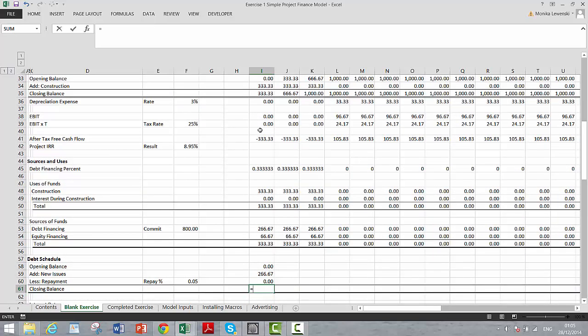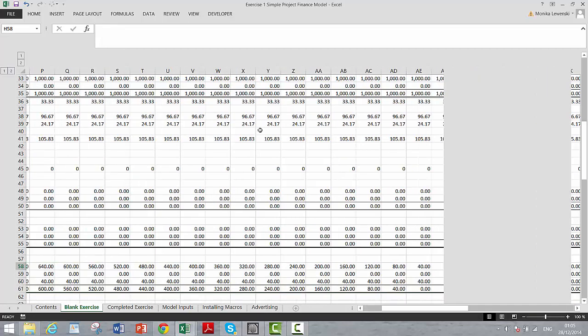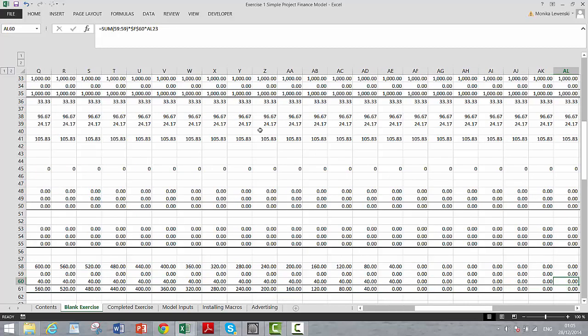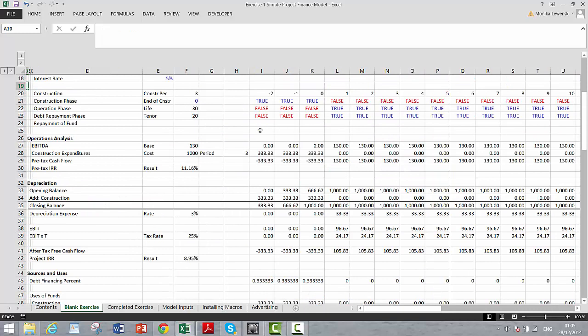Now the closing balance will be the opening balance plus the new issues minus the repayment. I get that last formula. You probably could have done it 1,000 ways, but I think it's reasonably elegant, and this is a big check of the model that the debt goes down to zero. What I was just about to tell you as well was these switches are so important.